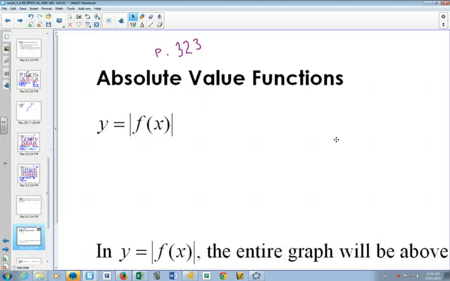Page 323, I believe, is a blank page in Chapter 4. Is that correct? And we'll take a little bit of notes.